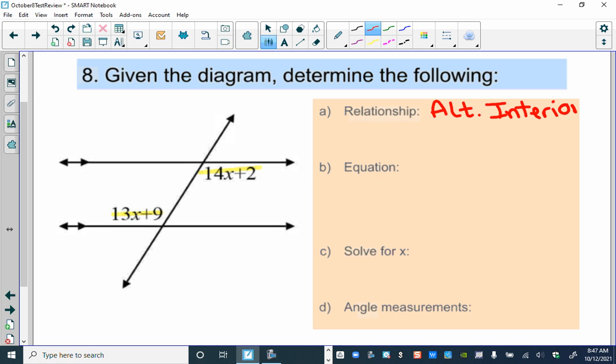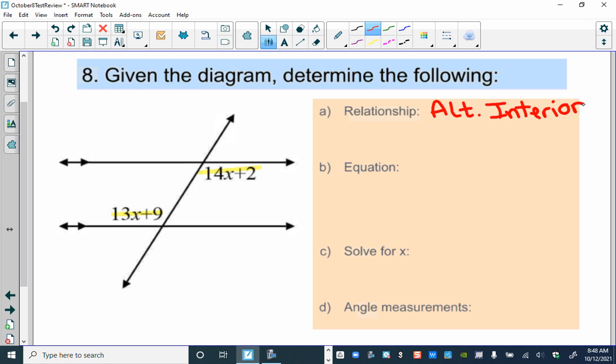It's 100% correct. If they're alternate interior, and see again, we have parallel lines because of those little triangles right here. The little triangles tell us these two lines are parallel. What do we know about the relationship between the 13x plus 9 and the 14x plus 2? Close. You're on the right track. Another word that begins with C. That's the word.